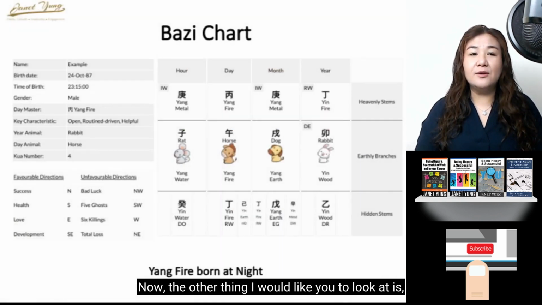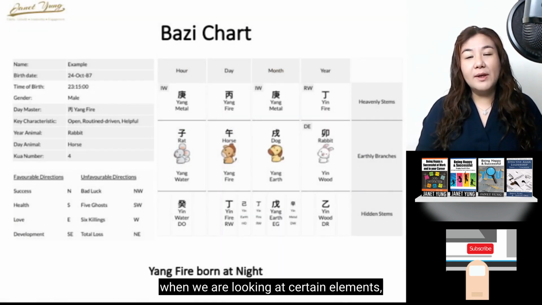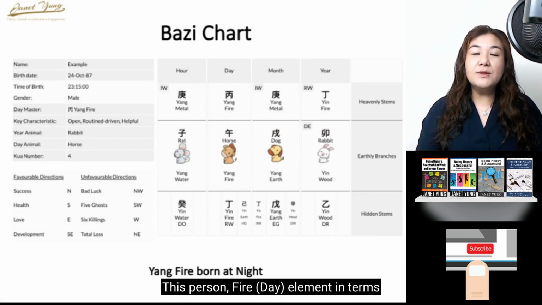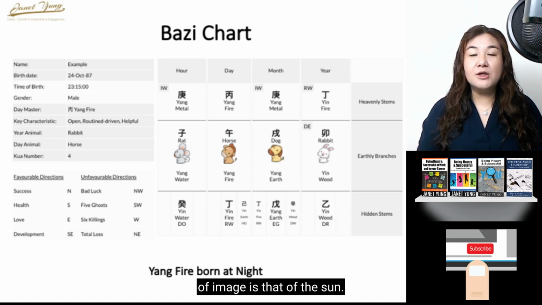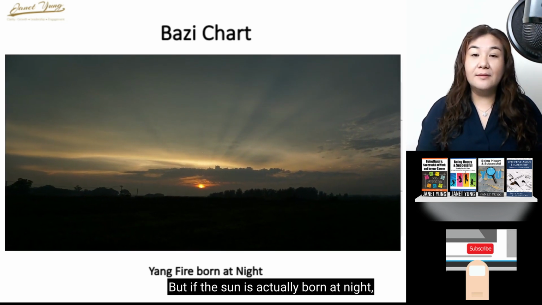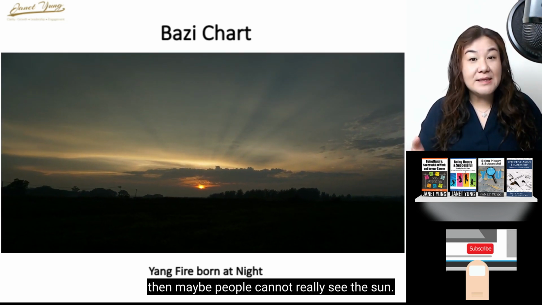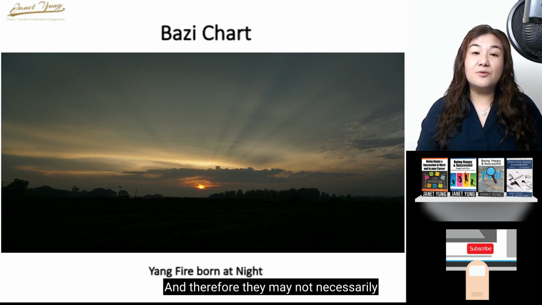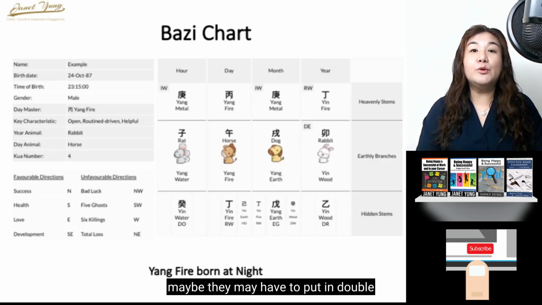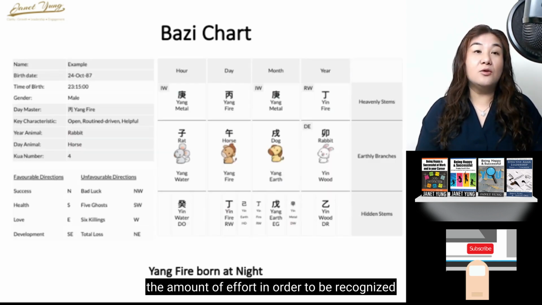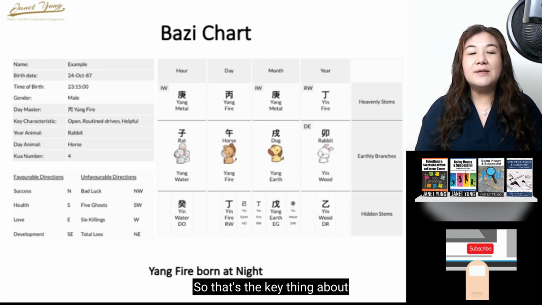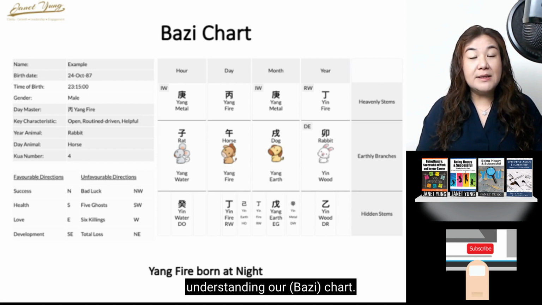Now, the other thing I would like you to look at is certain elements, for example, the fire element. This person, fire element in terms of image, is that of the sun. But if the sun is born at night, then maybe people cannot really see the sun, and therefore they may not necessarily get the recognition. So what does it mean for them? It generally means they may have to put in double the amount of effort in order to be recognized, because the sun at night, nobody sees them, right? So that's the key thing about understanding our chart.